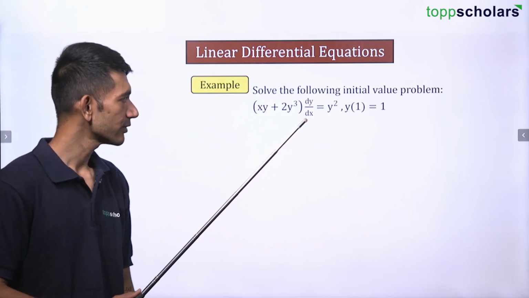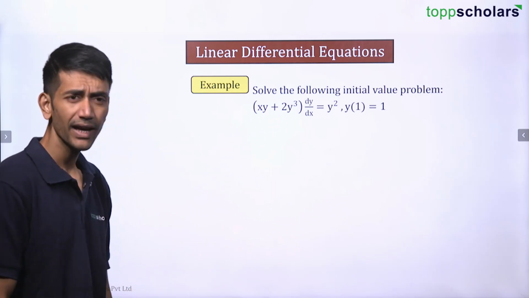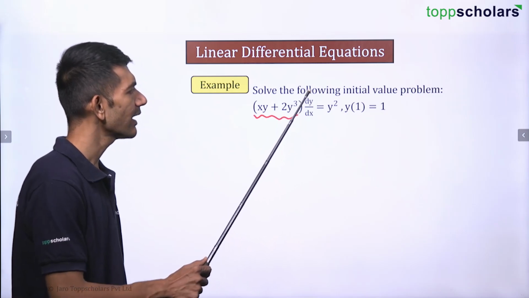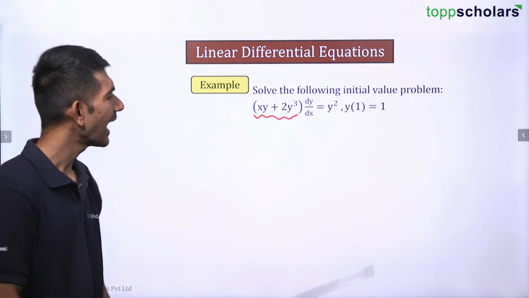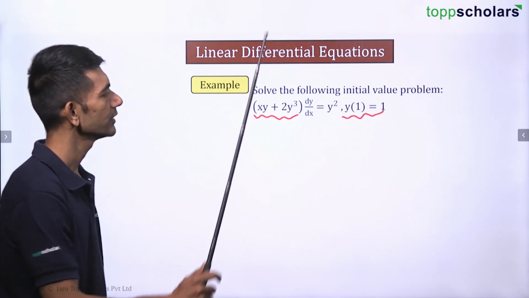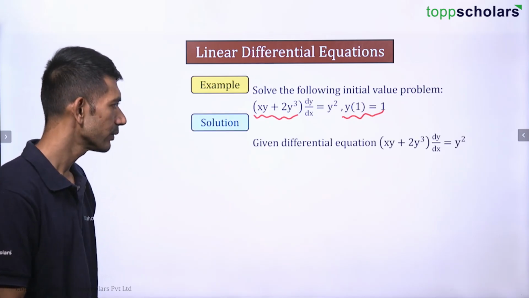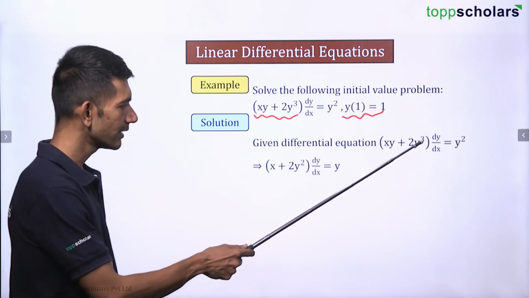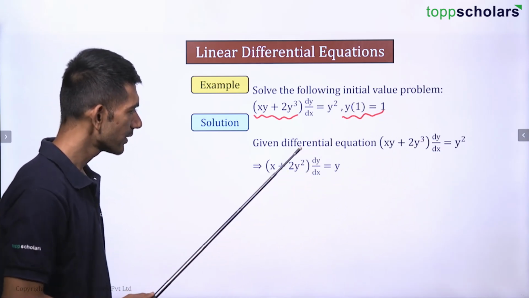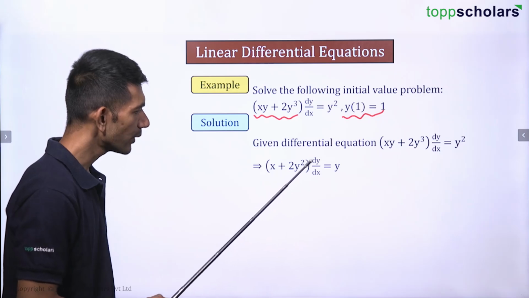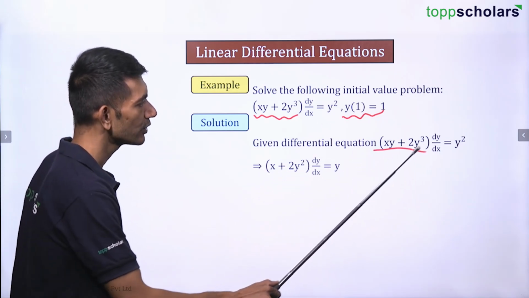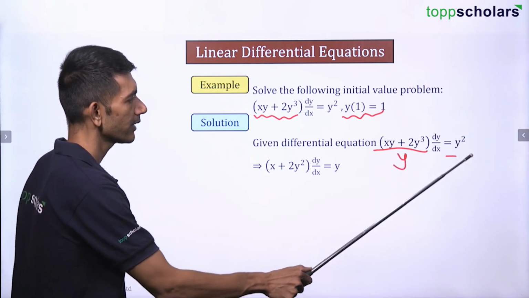Solve the differential equation. Here we have (xy + 2y^3) dy/dx = y^2, and y(1) = 1. This is given. Okay, let's continue. This is the given differential equation, right? So once this is given, can I say from here x + 2y^2 dy/dx is equal to y, after dividing by y on both sides. Here I am dividing by y, here I am dividing by y.